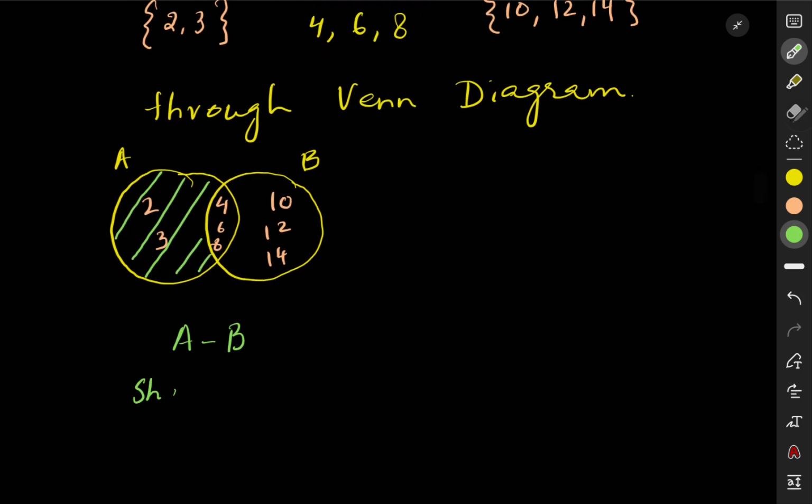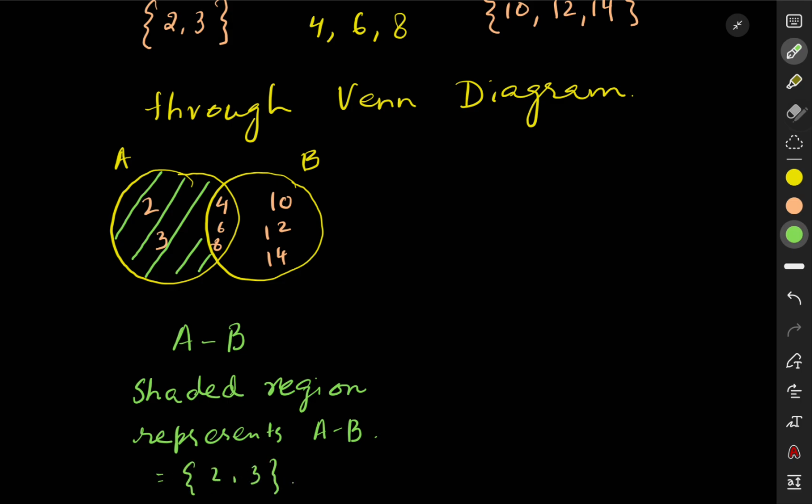I may write here, shaded region represents A difference B, which is equal to 2 and 3. So in this way we show A difference B through Venn diagram.